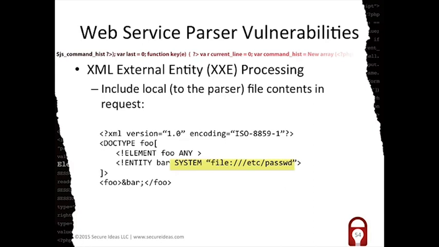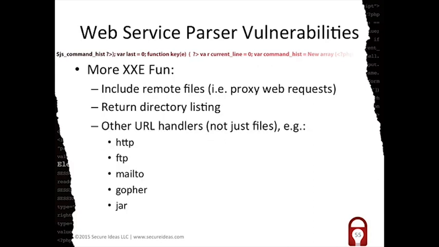You can also look at remote files, so you can basically proxy web requests through there. It's possible to return a directory listing if this flaw is present. And the other thing to consider is it's not just files. Files is what I used in that example, but you can pull in data from other places.